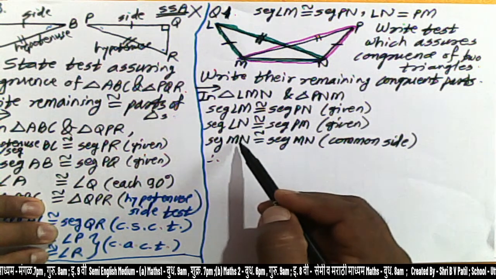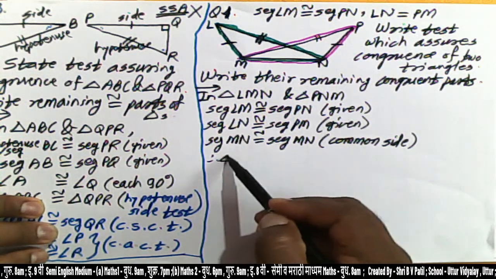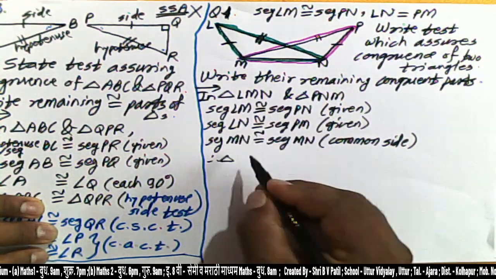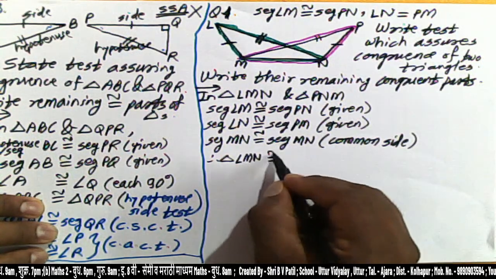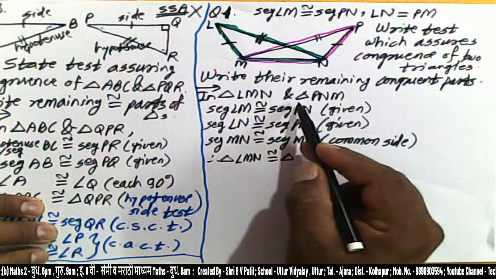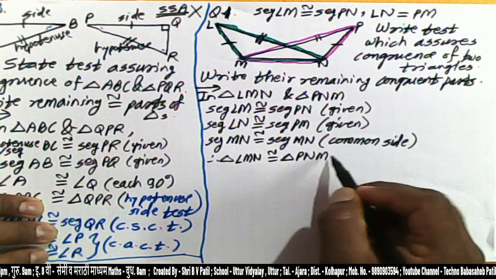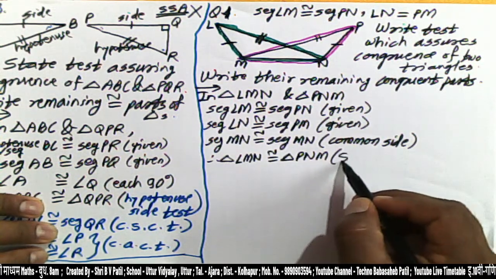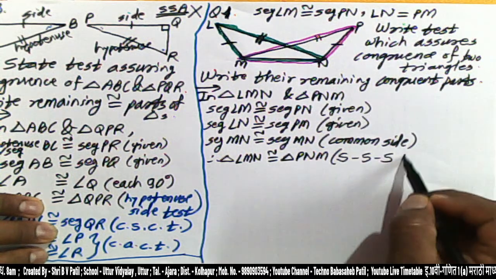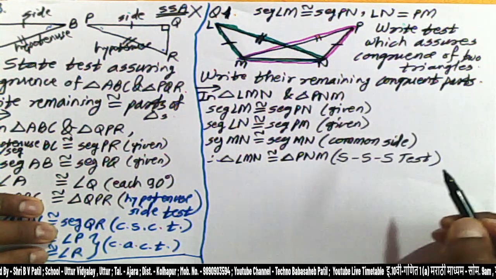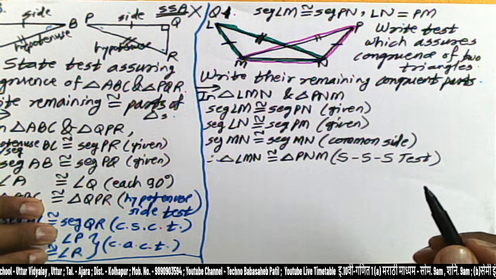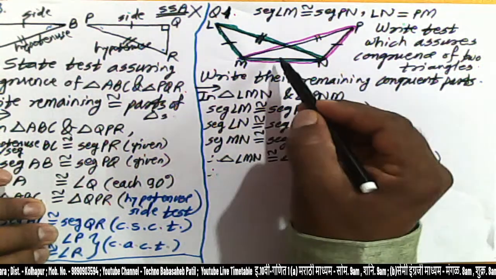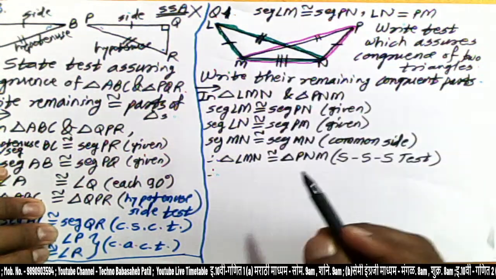Therefore, three conditions are getting here. Then we can say that two triangles are congruent. First triangle LMN congruent to second triangle PNM, and the reason is side side side test. Therefore, here this is the common side.